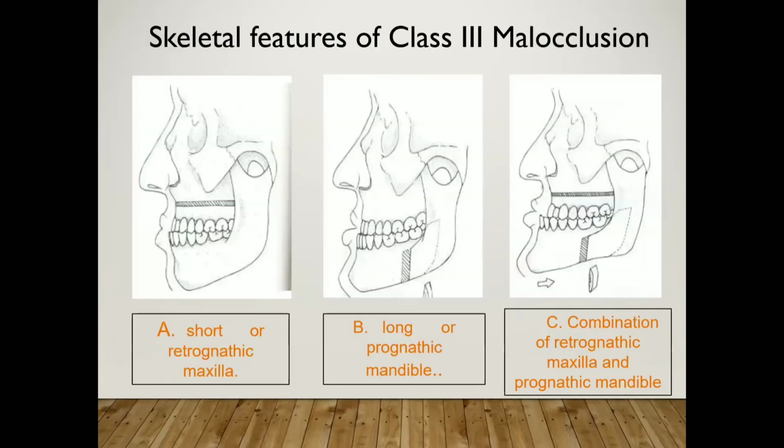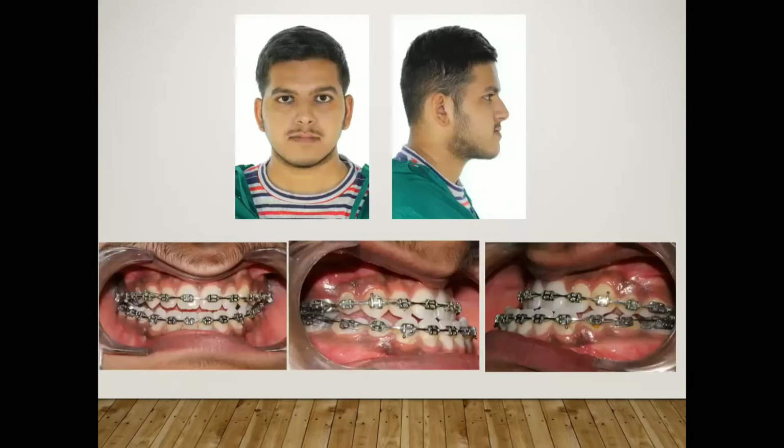So next, coming on to the skeletal features of class 3 malocclusion. A class 3 malocclusion could be due to a short or retrognathic maxilla, or a long or prognathic mandible, or a combination of both, that is a short retrognathic maxilla and a prognathic mandible. So this is how we classify class 3 malocclusion.